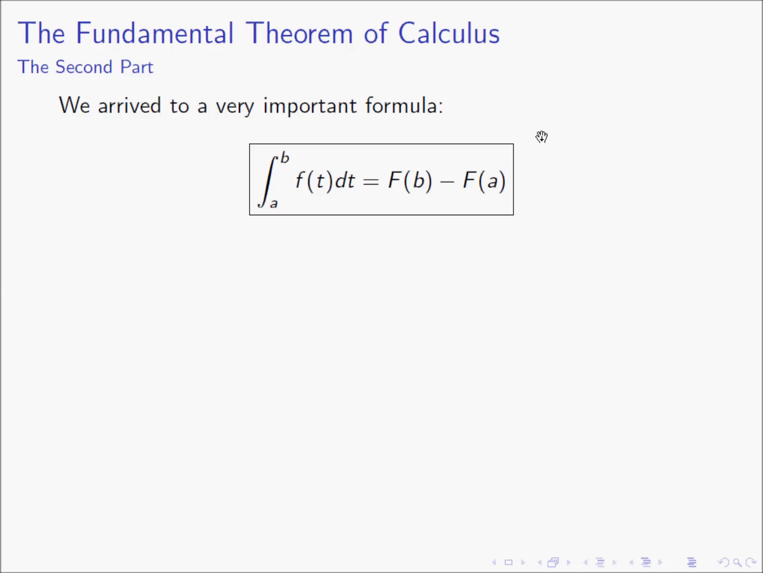And we are already experts in finding primitives of functions. That's just what we did when we studied indefinite integrals. We learned a lot of techniques for finding primitives of functions. So what this formula says is that if you want to calculate this definite integral, you only need to find the indefinite integral of the function, evaluate it at b, and take the difference with the indefinite integral evaluated at a. And we're going to see a lot of examples of that in the following videos.